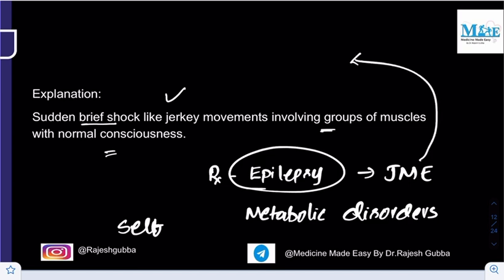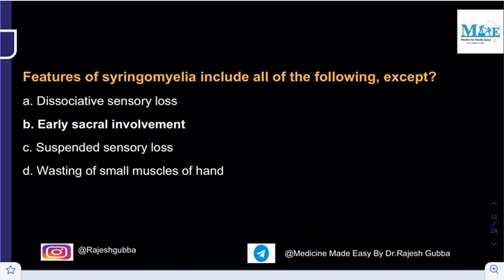And for juvenile myoclonic epilepsy, the drug of choice will be valproic acid. So whatever is the underlying cause for the myoclonic jerks, you need to treat accordingly. So that is about the definition of the myoclonic jerks.